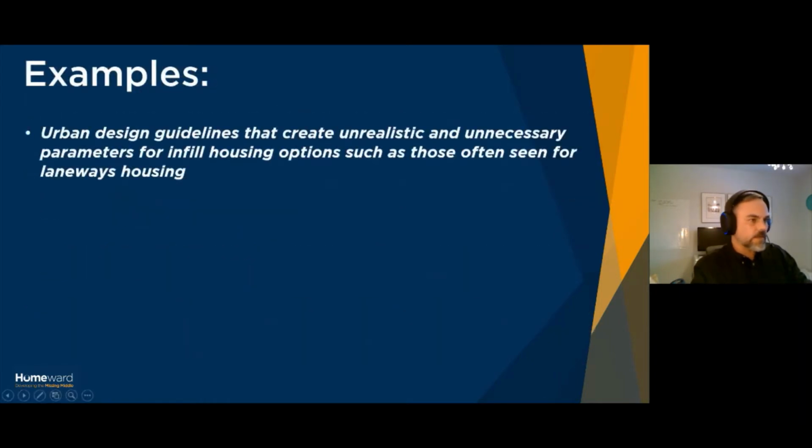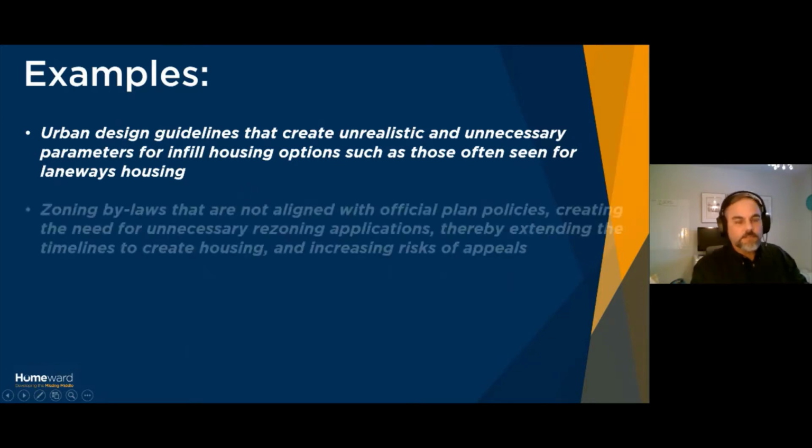Other examples, we have urban design guidelines that create unrealistic and unnecessary parameters for infill housing. Often we see that with laneway housing, when a community wants to adopt that, they've seen it in other urban centers, and then they go through these intensive studies and create these exceedingly complex policies and regulations just to get these secondary units into their built form fabric on laneways. It doesn't need to be made so complicated.